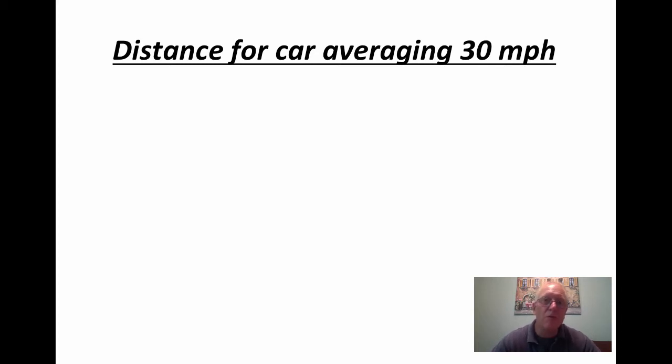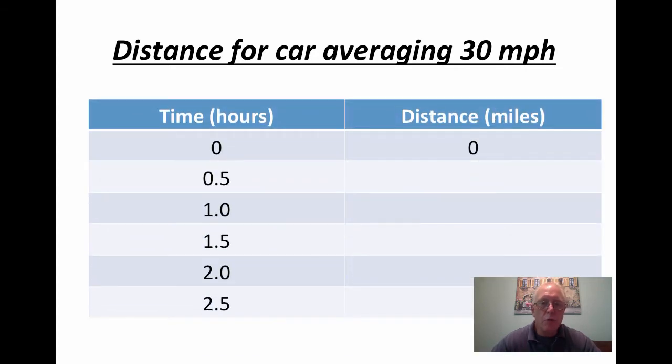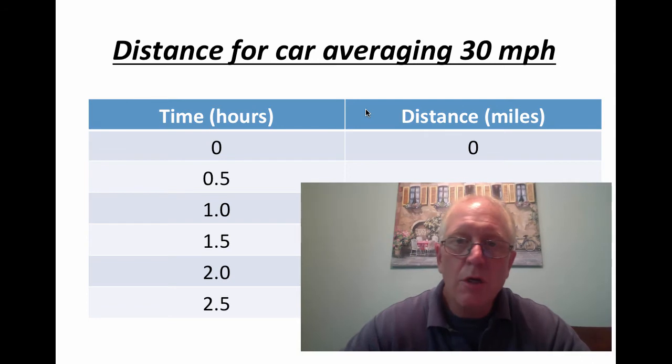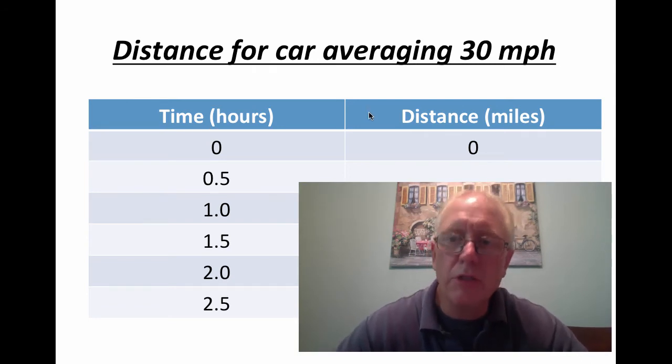Now 30 means something. Okay, so what I've done here is I have a column for the time, and the time is in hours, as you can see, and I've chosen to go up in half-hour increments. And I'm going to also put the distance here in miles. Maybe you want to pause now and see if you can complete the chart successfully.